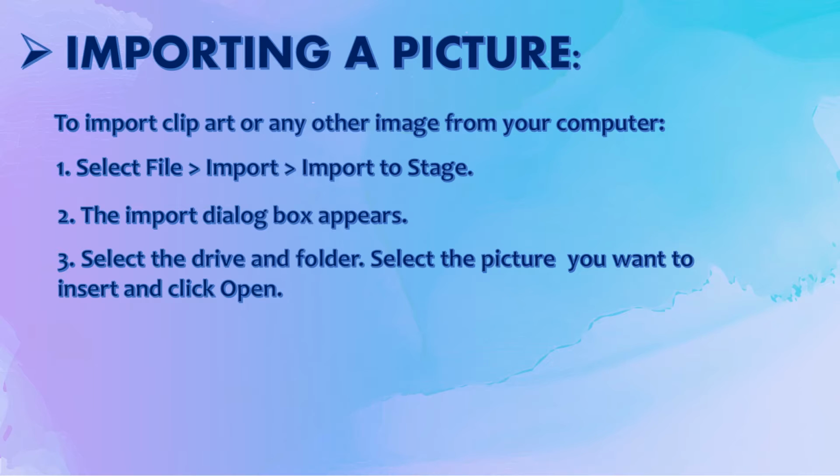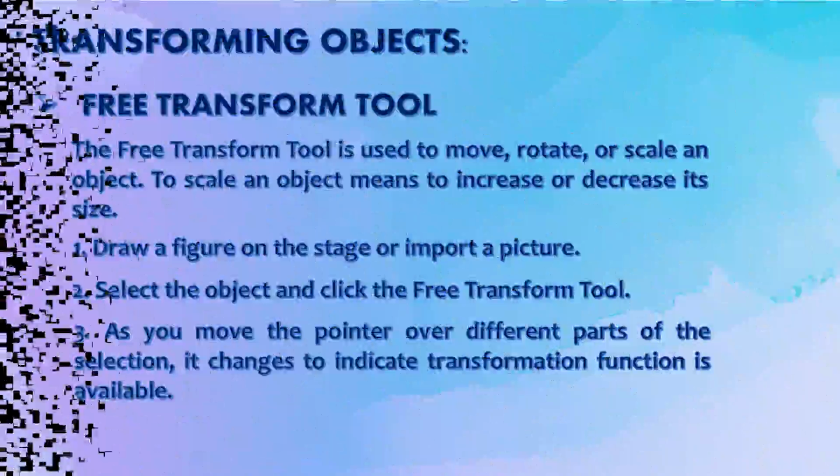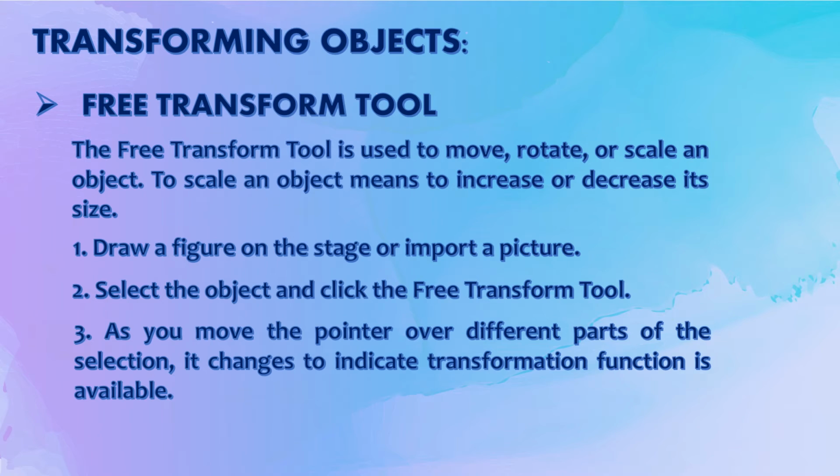Importing a picture. To import clip art or any other image from your computer, select File, Import, Import to Stage. The Import dialog box appears. Select the drive and folder. Select the picture you want to insert and then click Open. The image will be added to the stage. Now you can work with it in the same way that you work with other objects.